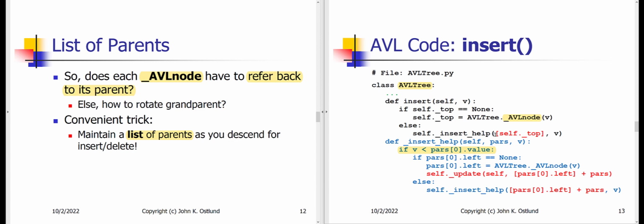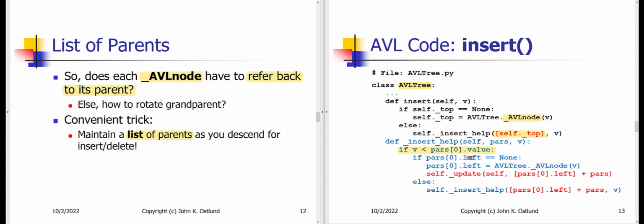Okay, so if this is the very second node that we're inserting, then this list is only going to consist of self._top. All right, so we're passing the list of ancestors and the value that we want to insert. The direct parent of the new node that we're going to insert is right at the beginning of that list of ancestors. Therefore, if the value we're trying to insert is less than the parent's value, we're going to check the left-hand side of the parent.